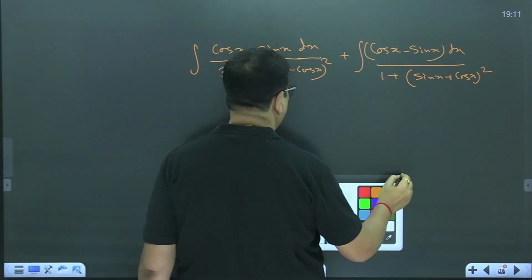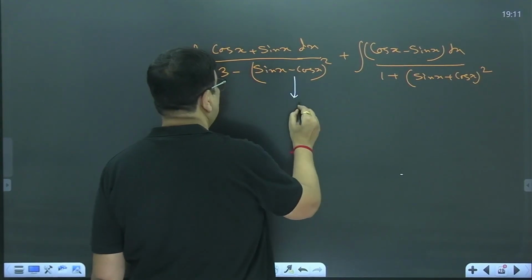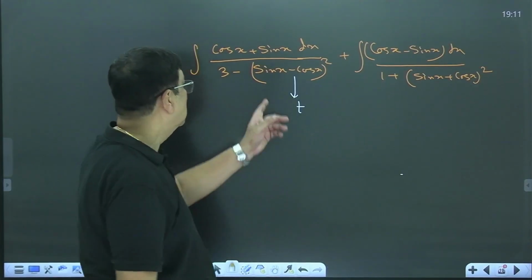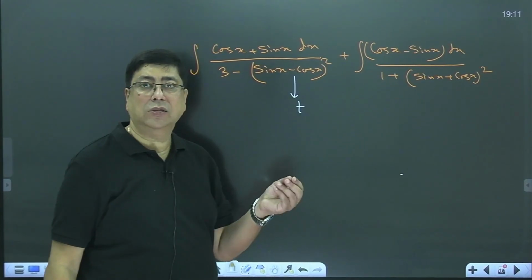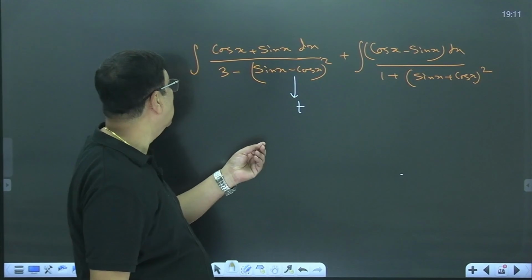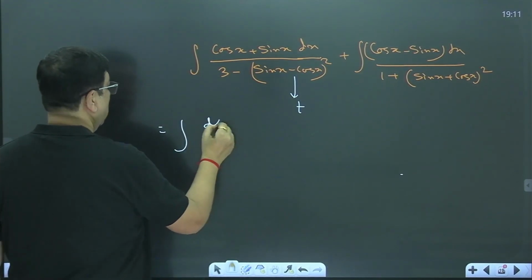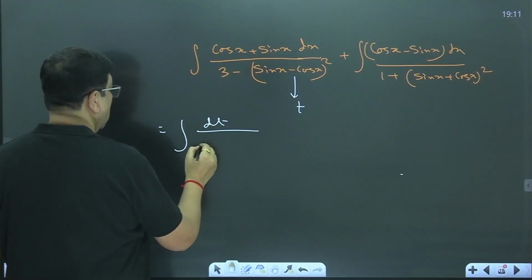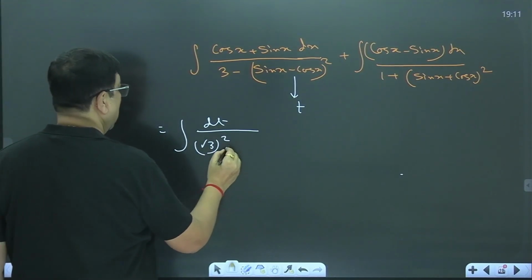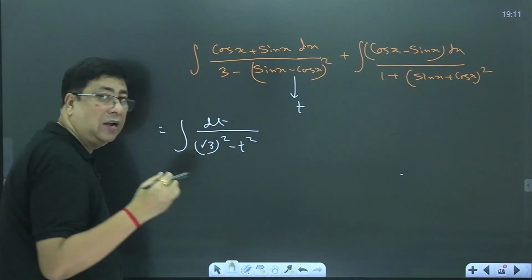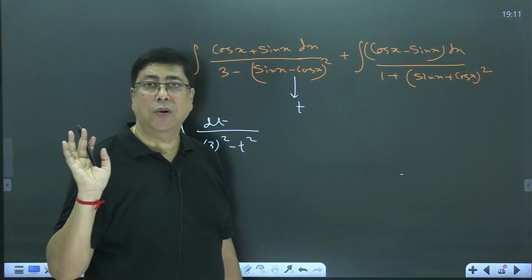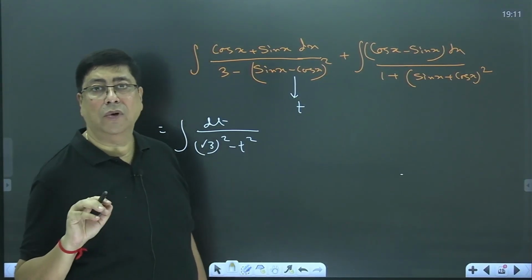What will we do now? In this case, sin x minus cos x is t. What will be the derivative of sin x? cos x. What will be the derivative of cos x? Minus sin x. So directly we are getting dt by root 3 square minus t square, the direct formula from the 6 essential formulas.